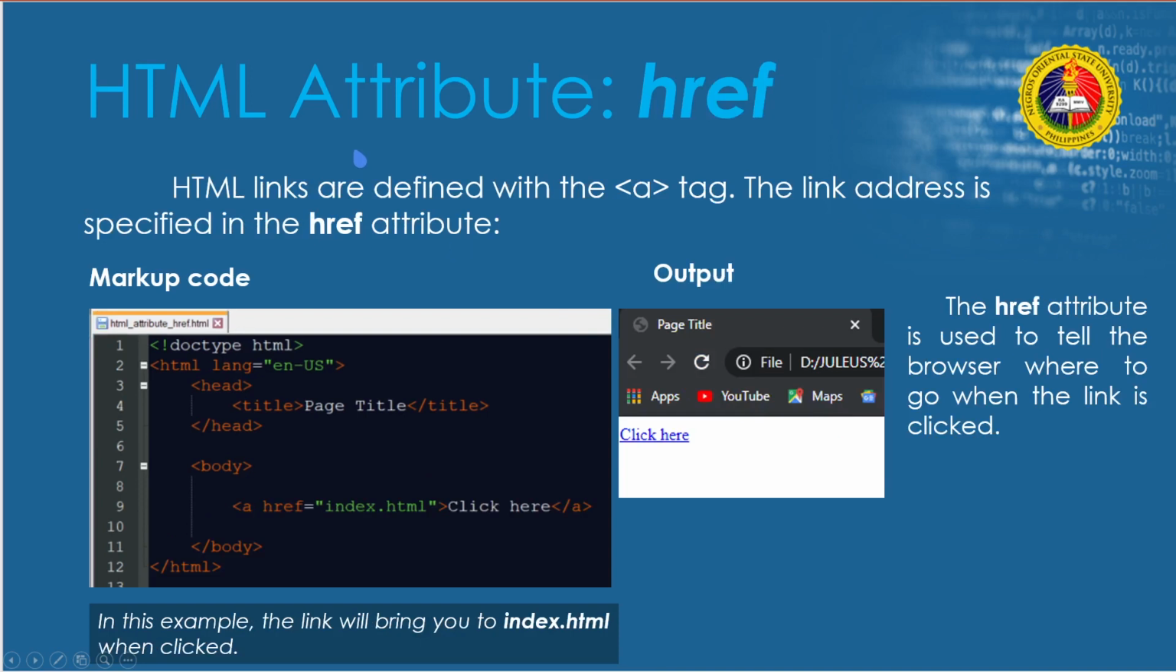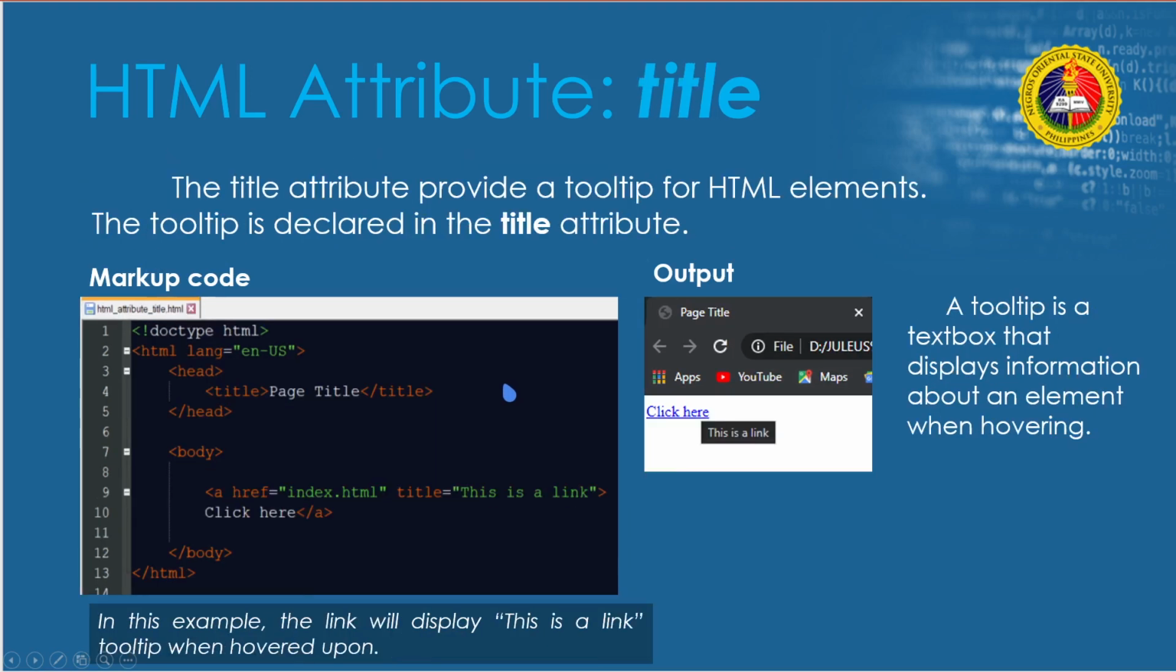Next is href. We already discussed it a while ago. Href is used for links. HTML links are defined with the a tag. The link address is specified in the href attribute, just like what we did a while ago. And then we have the title, which we already discussed. The title attribute provides a tooltip for HTML elements. The tooltip is declared in the title attribute. So don't get confused with the HTML title tag, because an HTML tag is different from an HTML attribute. An attribute is additional information, while the tag is the element declaring a function.